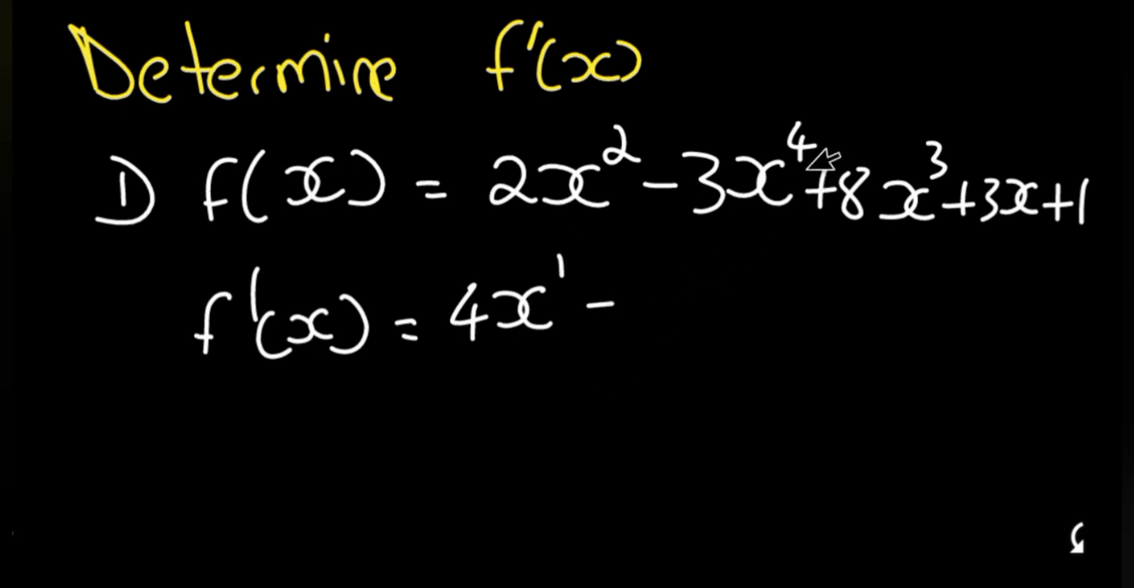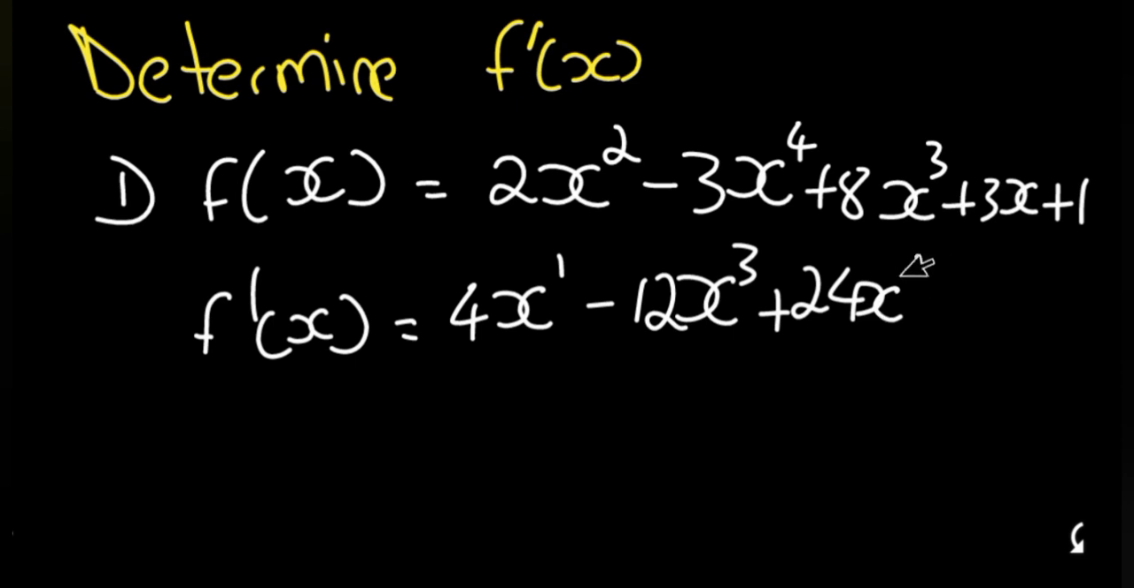Then 4 times 3 is 12, x to the power of 4 minus 1 is 3. Plus 3 times 8 is 24, x to the power of 2. And the exponent of 3x is just 1, so it's 1 times 3, which is 3. 1 minus 1 you get 0, and anything to the power of 0 is simply 1. And 1 times 3, we get 3.